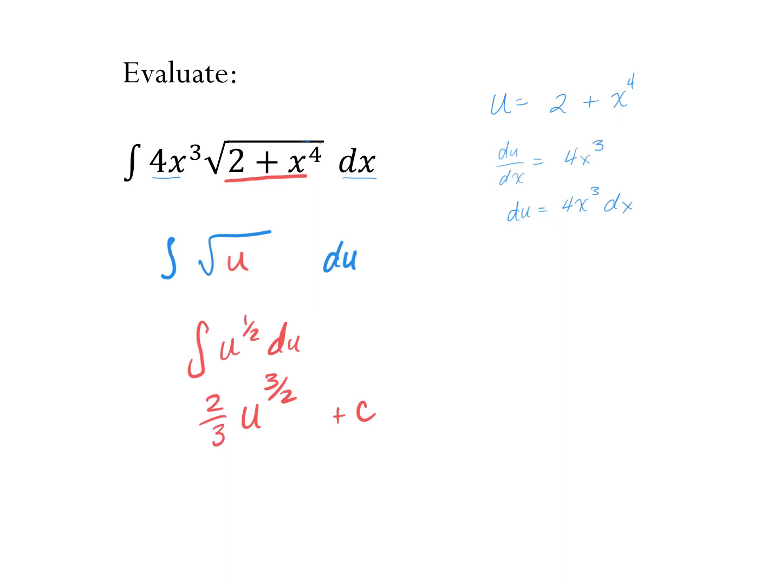But wait a minute. What's u again? Since our original function was in terms of x, we're going to write that integral in terms of x. We're subbing that. So you're going to sub the expression out to make the integration easier, and then sub it back in.